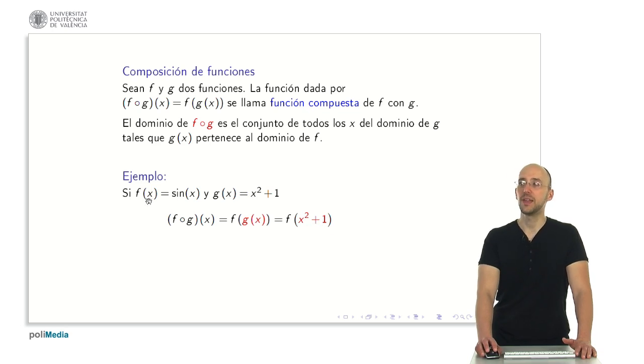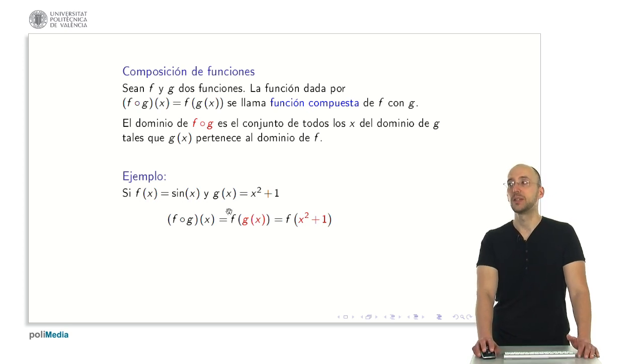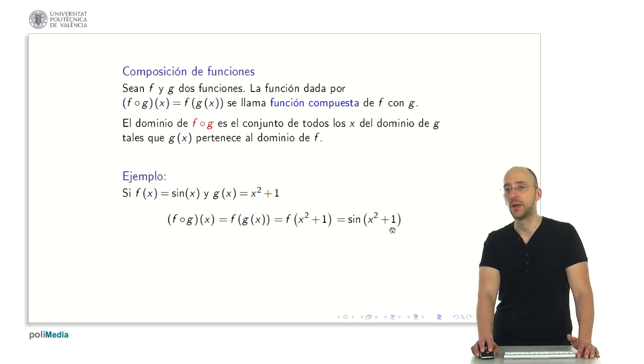Note that the function f of x is the sine of x. That means that each value that I put in this x is reflected here. For example, f of 2 would be the sine of 2, f of 3 would be the sine of 3, f of 4 would be the sine of 4, f of 1 squared would be the sine of 1 squared. The important thing is that now f of x squared plus 1 would be the sine of x squared plus 1. This here is a composition of f with g.